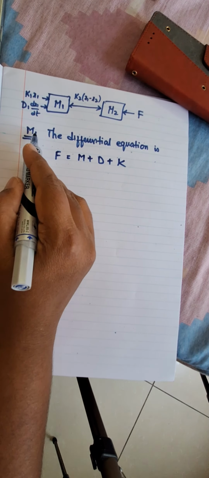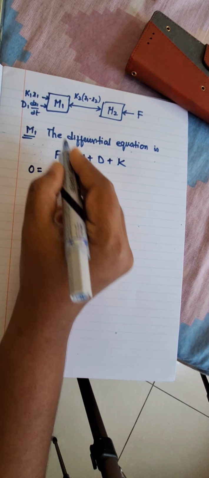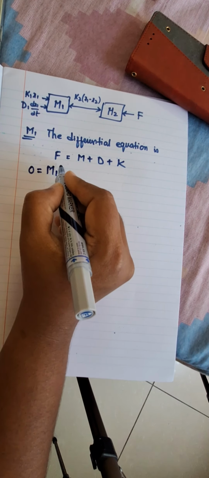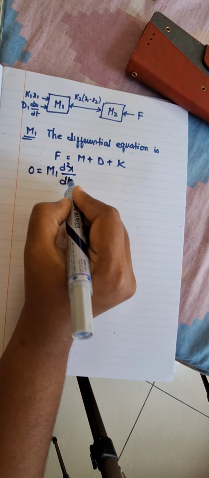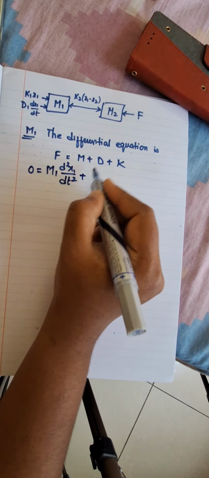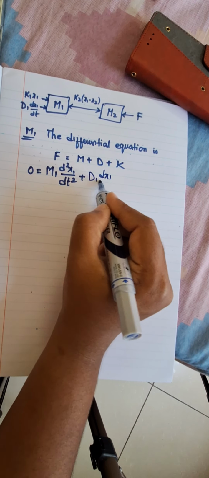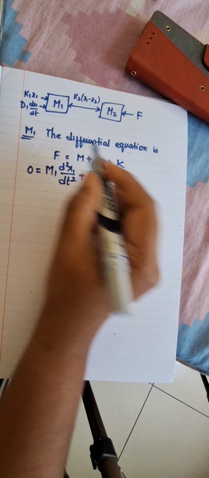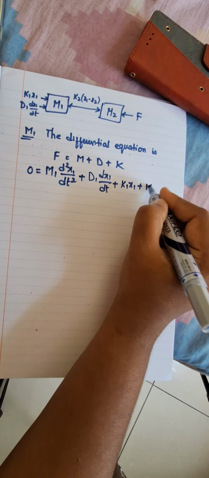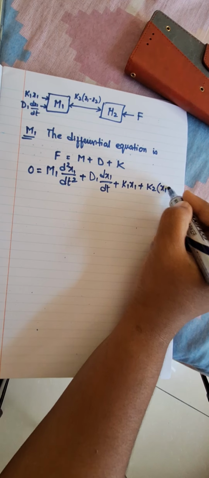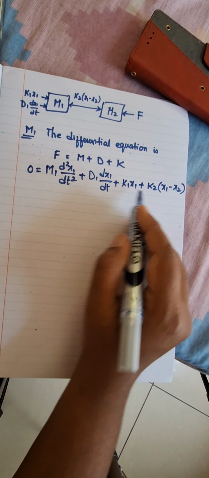So F in M1, do you have any F? No force. M is called M1. So M1 should be written as d square x by dt square, but here x is x1, plus damper. Is there any damper? Yes, damper is there. So d1 dx1 by dt plus K. Is there any spring? Yes, two springs are there. One spring is singly connected, another spring is doubly connected. So we are writing it as x1 minus x2. So try to solve this.